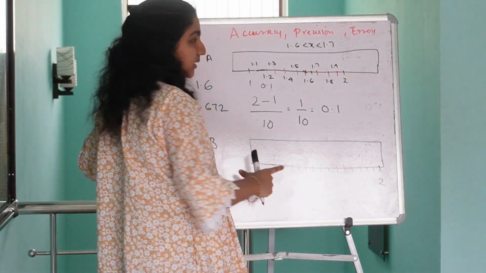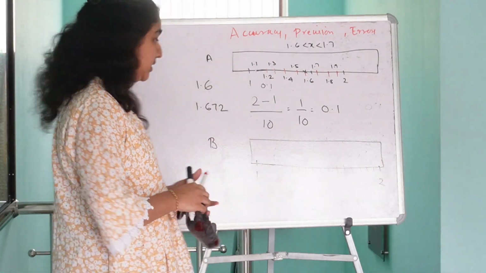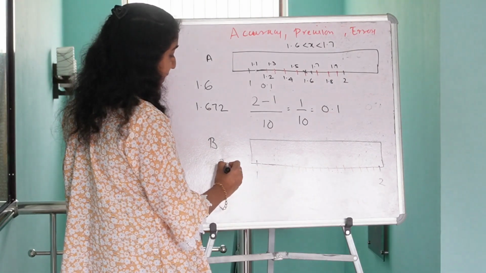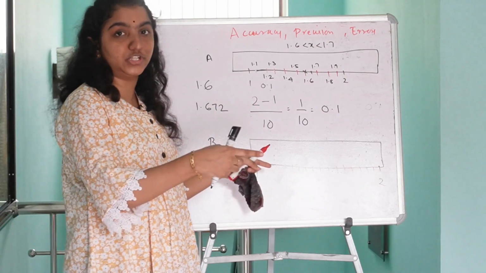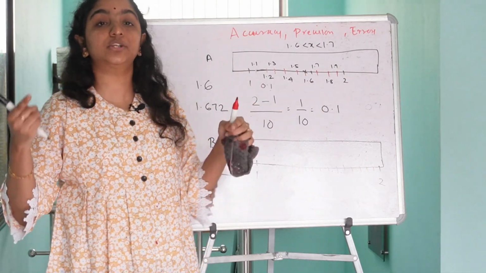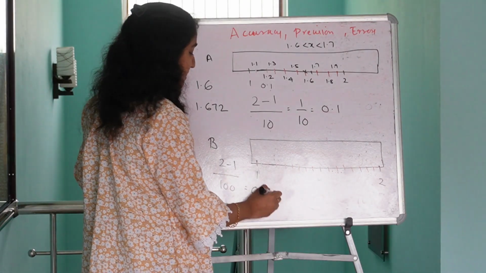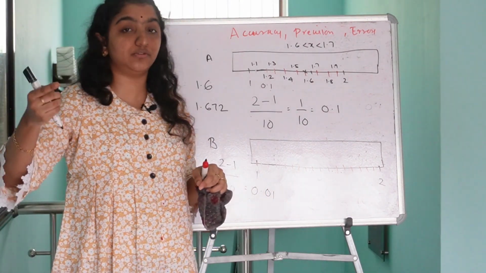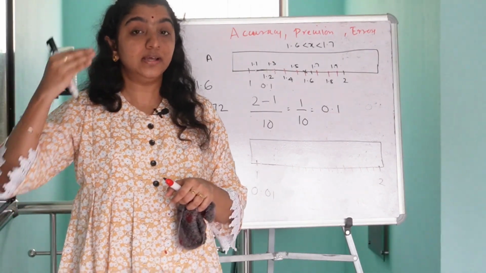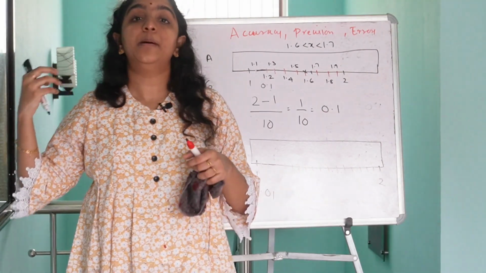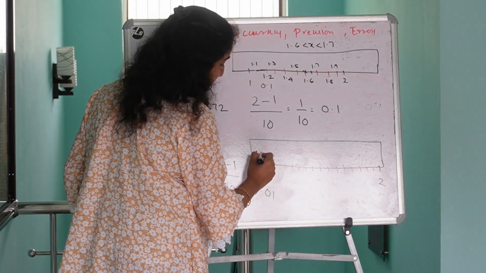We know the total measure of 100 divisions is nothing but the difference between these two values, that is 2 minus 1. So what is the measure of a single division? Just divide 2 minus 1 by 100. So we will get 0.01. So to get the next division value, we just add 0.01 to the previous value. So here it is 1, so the next value will be 1.01.